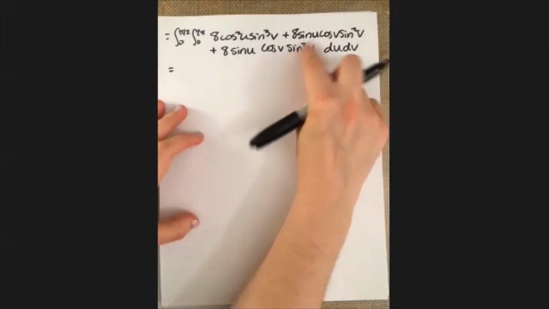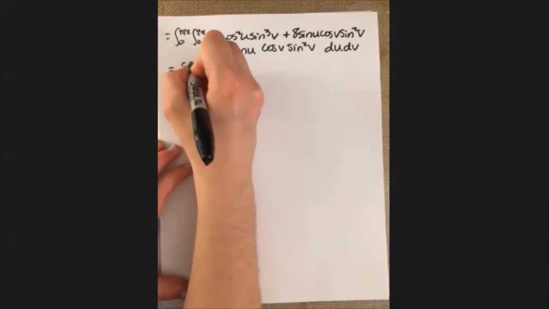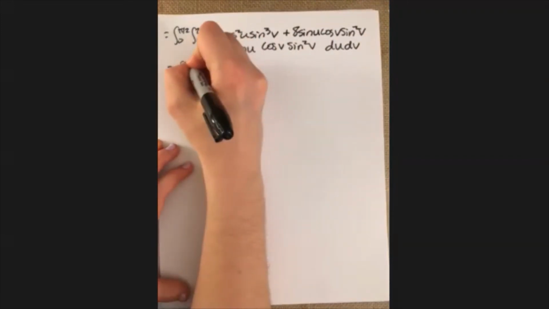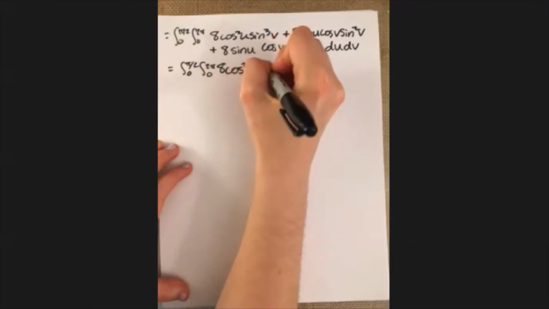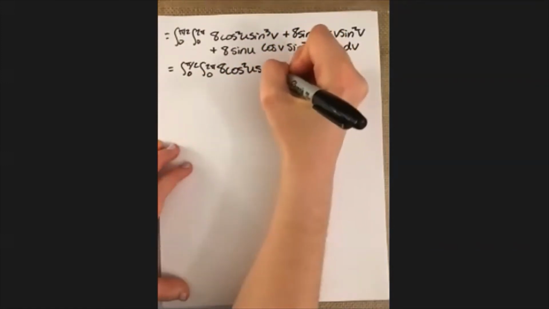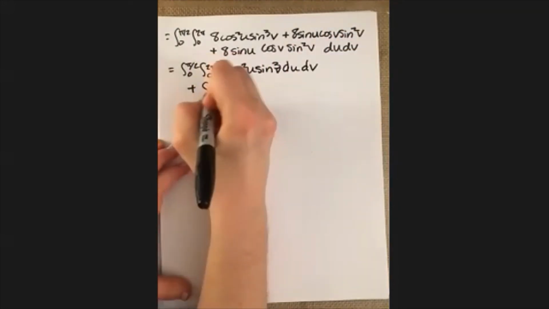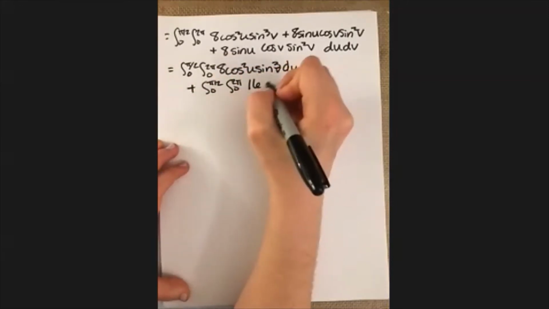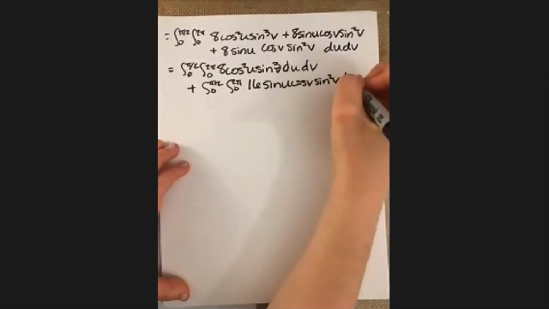Because we notice, first of all, these two terms here are the same. So the first thing we can do here is split the integral, and you'll see why in just a second. The integral from 0 to pi over 2, integral from 0 to 2 pi, 8 cosine squared u sine cubed v du dv, and then plus the integral from 0 to pi over 2, integral from 0 to 2 pi of 16 sine u cosine v sine squared v du dv.